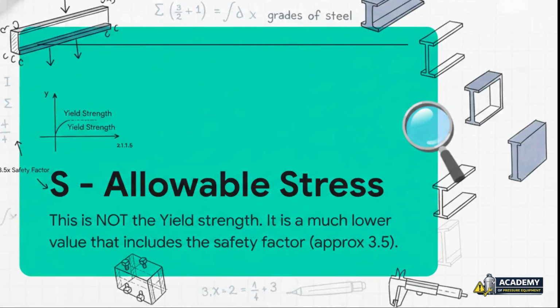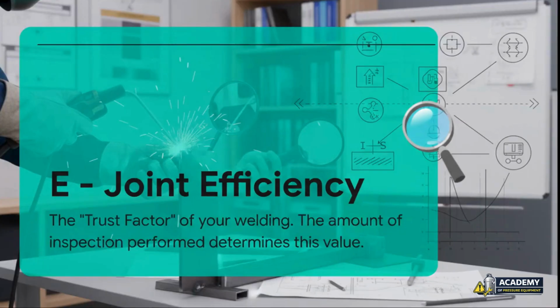Let's start with S. Now, here's what's really interesting. S is not the material's actual yield strength. The code makes us use a much lower value, the allowable stress, and it's got this huge safety factor of about 3.5 baked right in. So, the specific value of S you get to use is tied directly to the grade of steel you pick out.